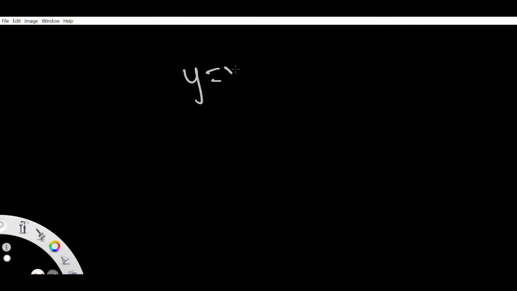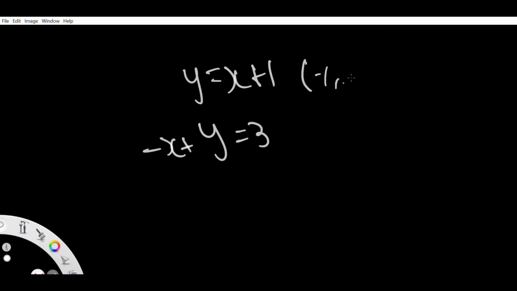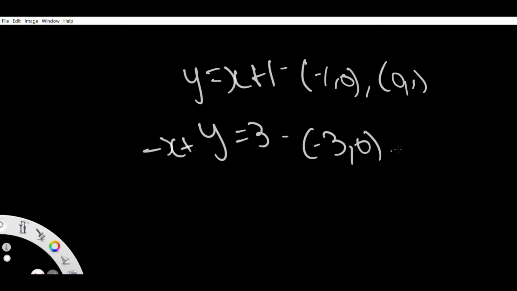We can also do it in a different way. So we have y is equal to x plus 1 and negative x plus y is equal to 3. We can graph them by getting the y-intercept and x-intercept. So the x-intercept for the first one would be negative 1, 0, and the y-intercept would be 0, 1. And for this one, it would be negative 3, 0, and 0, 3.